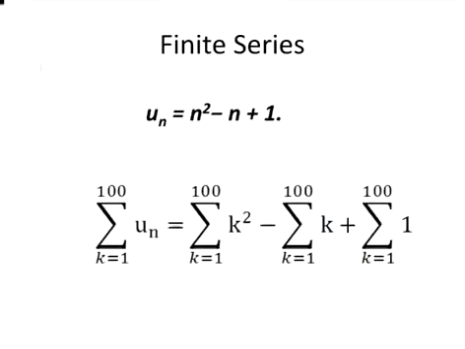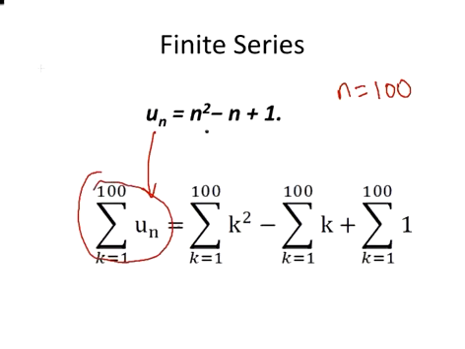So let's begin. Our expression from before was u of n equals n squared minus n plus 1. What we're going to do is take each of the appropriate theorems and add up the solutions of each. So just to be clear, we're adding up the first 100 terms of this sequence, so n is going to be 100. That's how we would write that. Now, for n squared, we're going to use theorem 3. For n, we're going to use theorem 2. And for 1, we're going to use theorem 1.